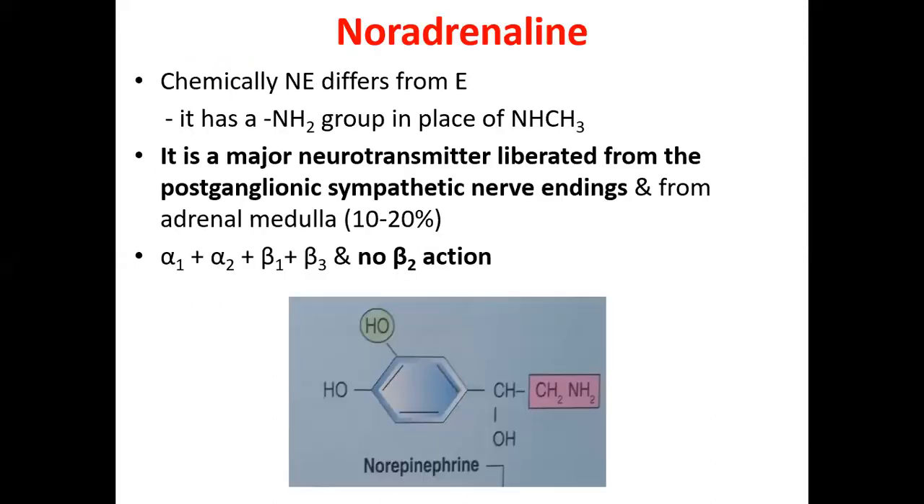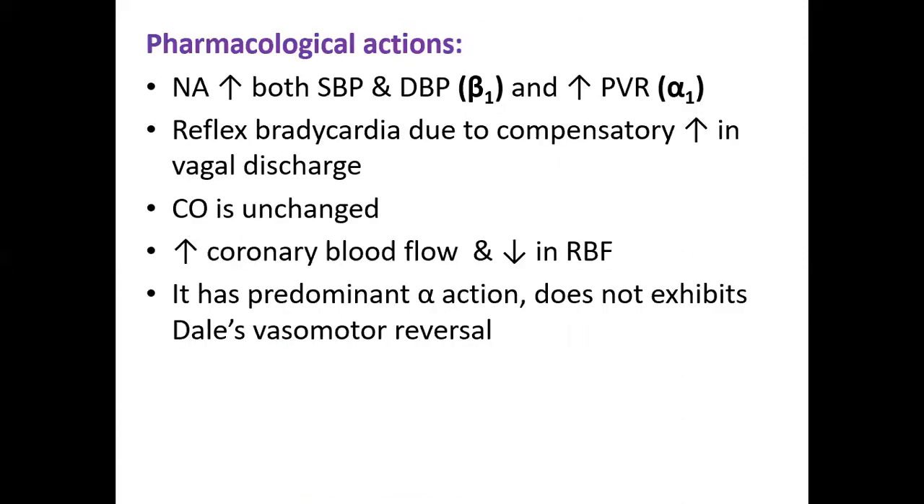Noradrenaline. Chemically, noradrenaline is derived from adrenaline. It has an NH2 group in place of NHCH3. It is a major neurotransmitter liberated from the post-ganglionic sympathetic nerve endings as well as from the adrenal medulla. It has action on alpha 1 and alpha 2 as well as on beta 1 and beta 3, but no action is seen on beta 2 receptors.